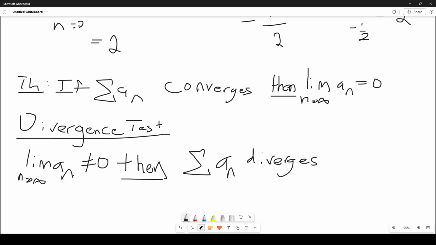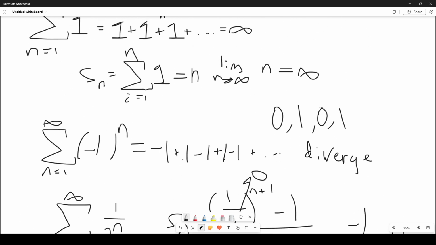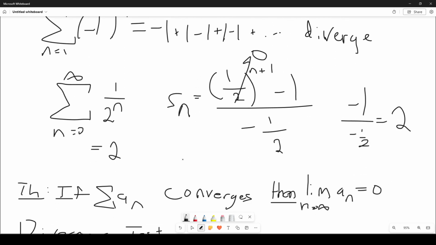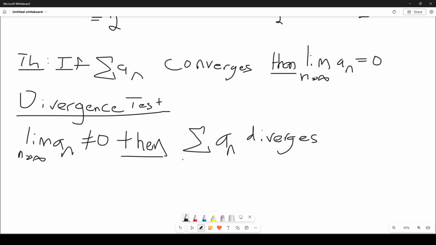Now, I think this is pretty clear. Think about it. If the limit as n approaches infinity of a sub n was 2, let's say, then when you're getting towards infinity in your sum, you're just adding 2, 2, 2 all over again infinitely many times. Clearly, just like our example of adding 1 infinitely many times, that's going to diverge, right? The only possible way a sequence could converge is if its limit was 0. This has to be true for it to converge.